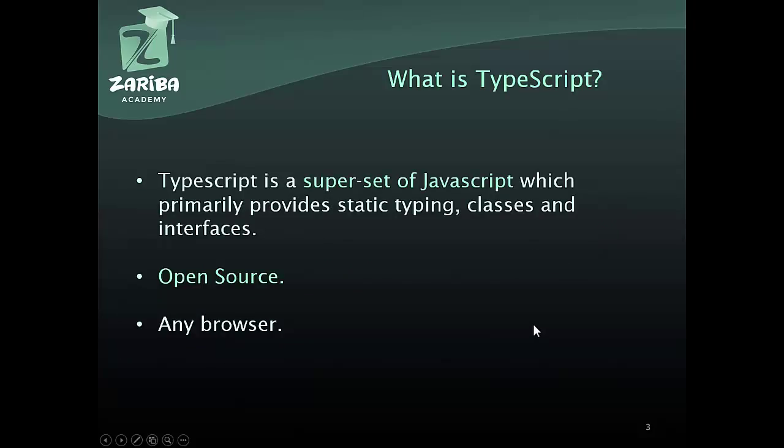So what is TypeScript? TypeScript is a superset of JavaScript, which primarily provides static typing, classes, and interface. What this means is that existing JavaScript code can be gradually modified to add typing information to improve the development experience. This is provided by better errors at compile time and by providing code completion during development.